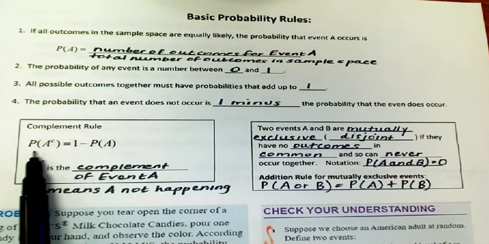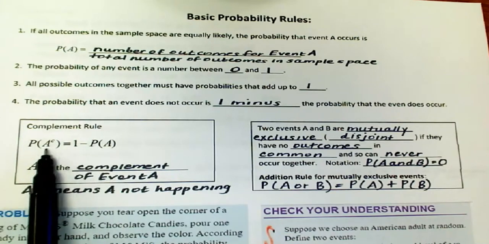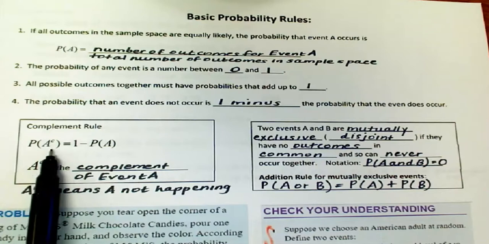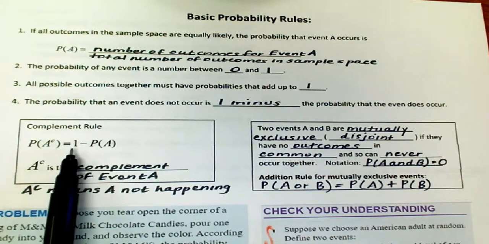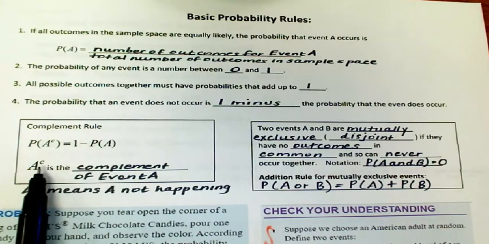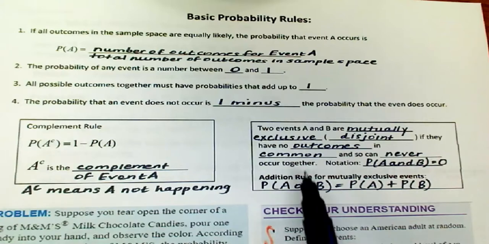And so to find the complement of A, which means A is not happening. So this means A doesn't happen or is not happening, okay? So to find the probability that A doesn't happen, you would do 1 minus the probability that A does happen. So A raised to the C power is called the complement of event A, which means A is not happening. Okay, one more definition and a couple of rules with it.